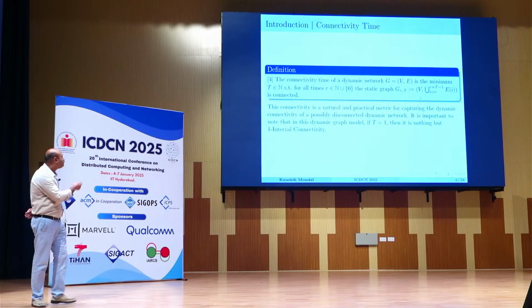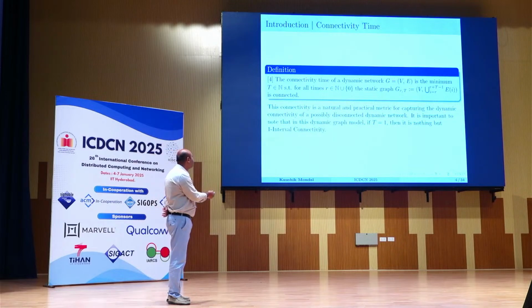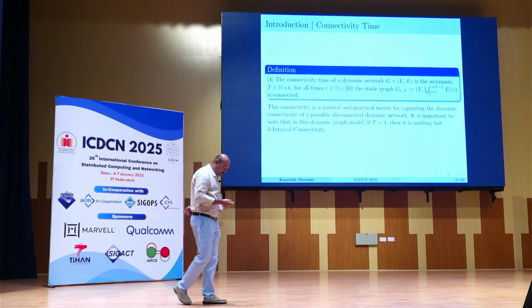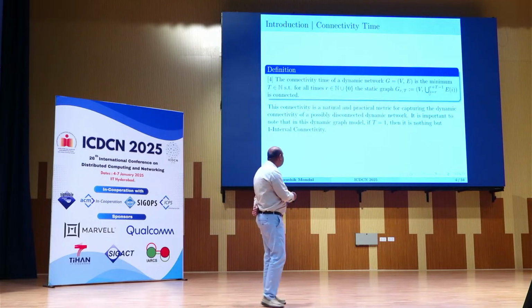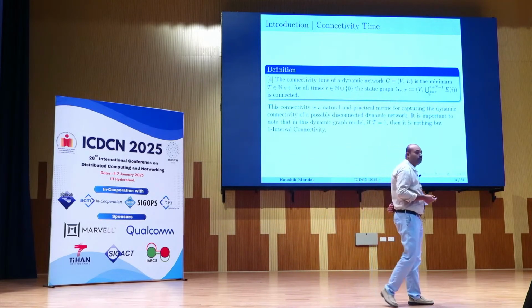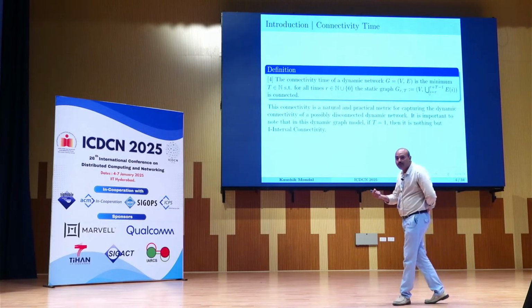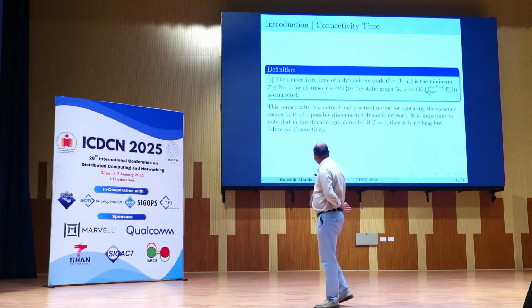And then there was another model, connectivity time. It is the opposite of the previous definition. It says that if you look at any consecutive T rounds, then the union is connected. So of course, it is obvious that it may happen that at each and every round the graph is disconnected.